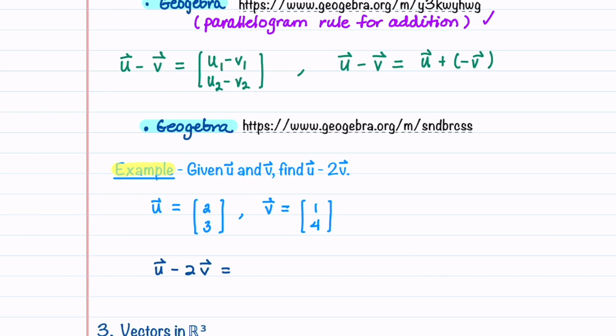Let's now look at an example where we're given u and v and we're asked to compute u minus 2v. u minus 2v is going to be our u vector, 2, 3, minus 2 times our v vector, 1, 4. This gives us a vector with components 0 and then minus 5.